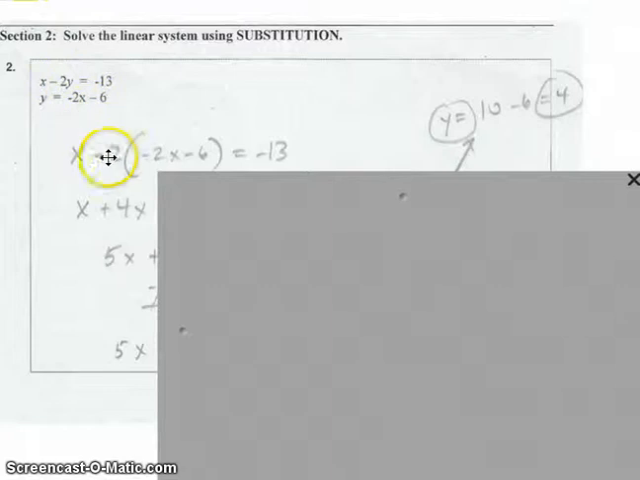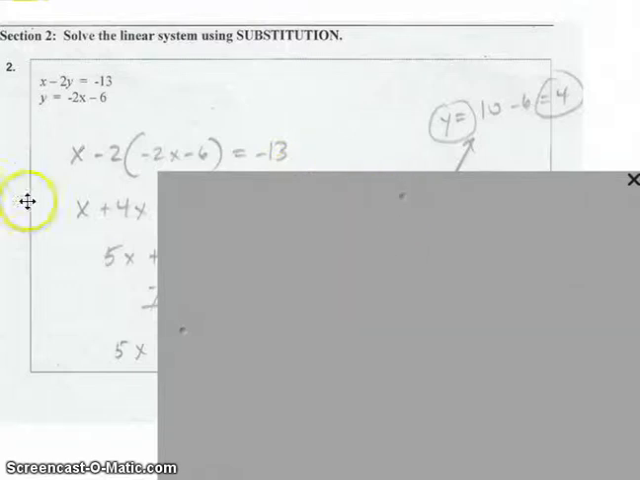x minus 2 parens here. Instead of x minus 2y, put parens in for that, equals negative 13. And in those parens, I put the y here. I put negative 2x minus 6. I substitute it in. So I've got x minus 2 times negative 2x minus 6 is supposed to be equal to negative 13.